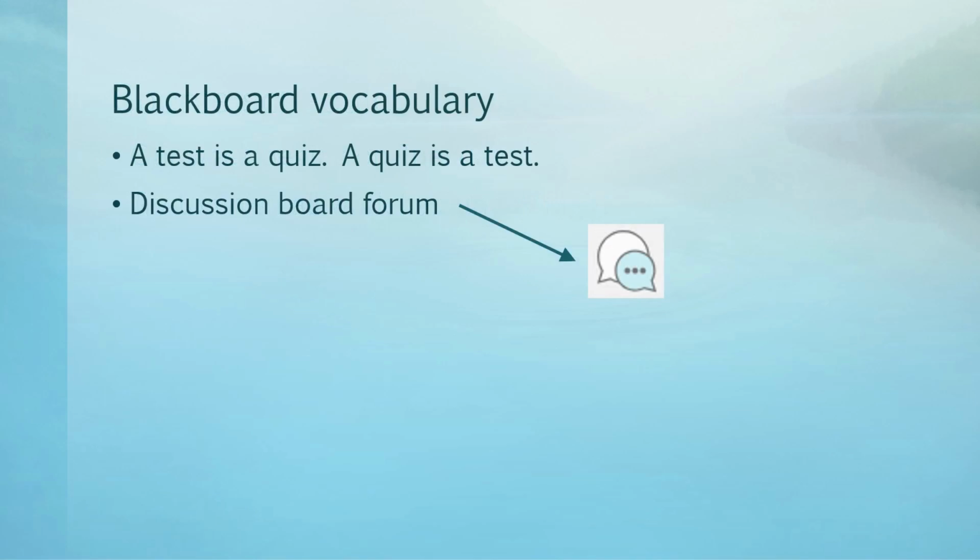Blackboard can be confusing if you've never used it before. It calls everything a test, whether it's a 5-question quiz or a final exam that's meant to take an hour or more. Don't be intimidated just because Blackboard says you have a test. Discussion board posts are an essential part of participating in this class. The chat icon, shown here, indicates that an item is part of the discussion board. Here you can post responses to a prompt provided by your instructor, reply to your classmates, or ask a question.